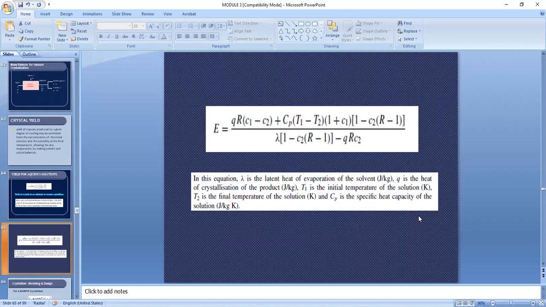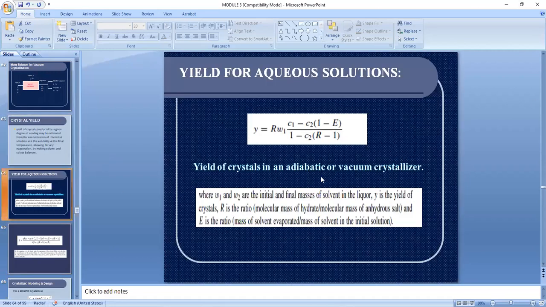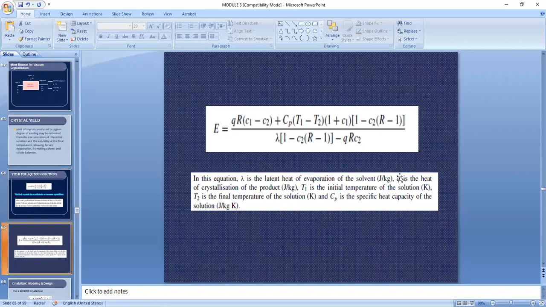Or it could be also, class, that you will be able to determine this E. Where can you get it? From the fundamental value in here, the mass of the solvent evaporated divided by the mass of the solvent in the initial solution. So it could be that you can determine the E using this fundamental formula, and from that E, the problem may ask you for the heat of crystallization.